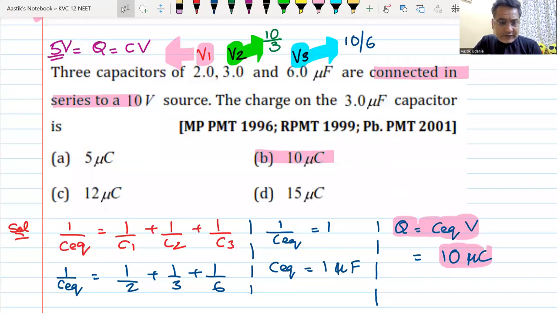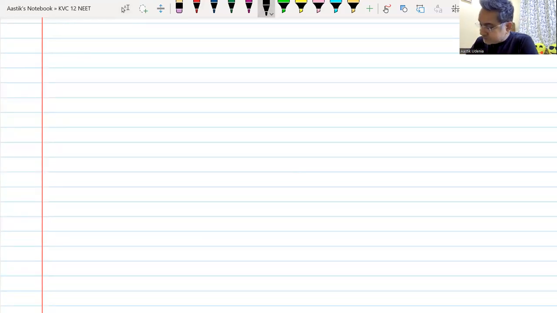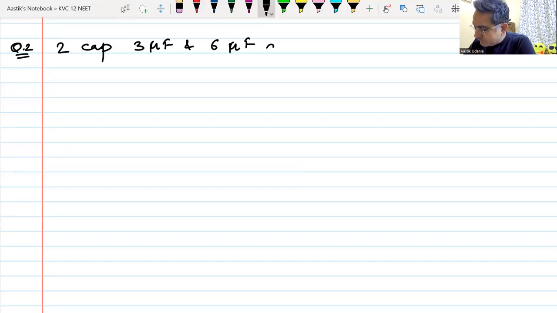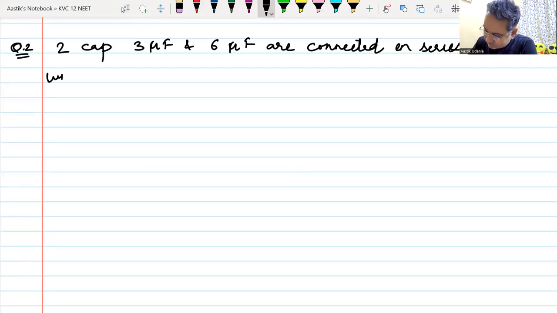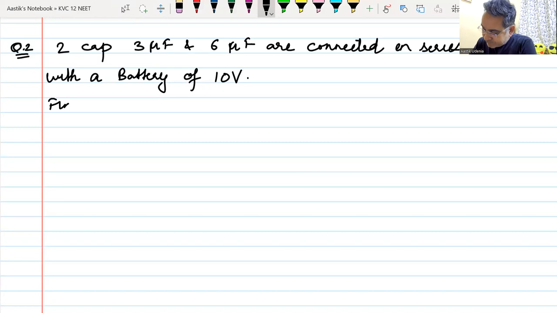If we have done this one, I will give you one more question, and I hope that you can solve this question and get some more confidence. So, this is the question. 2 capacitors, 3 microfarad and 6 microfarad are connected in series with a battery of 10 volts. Find Q, V and U of each capacitor.